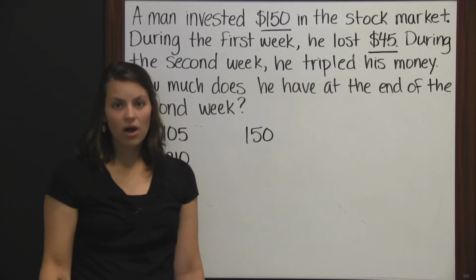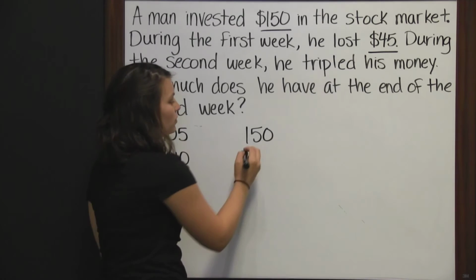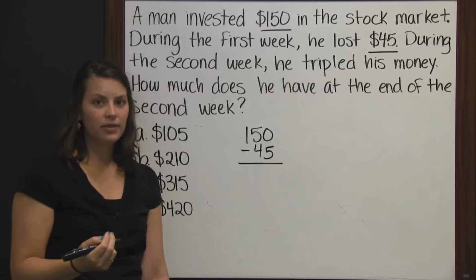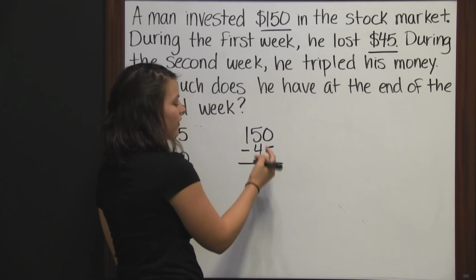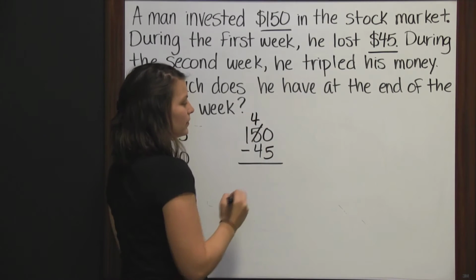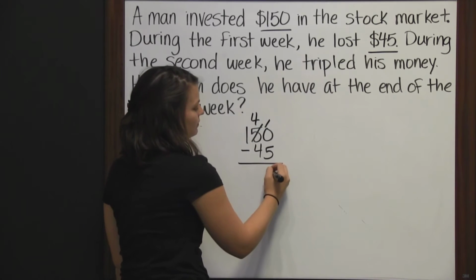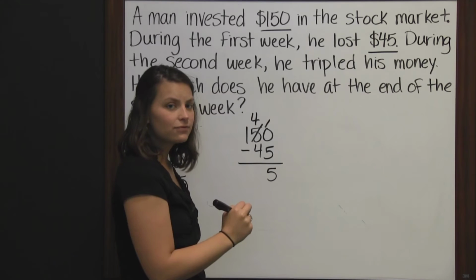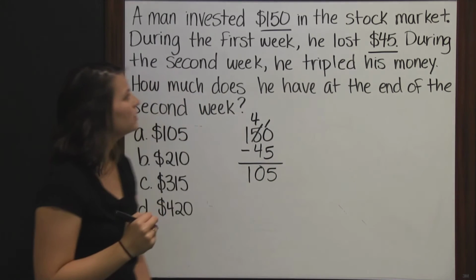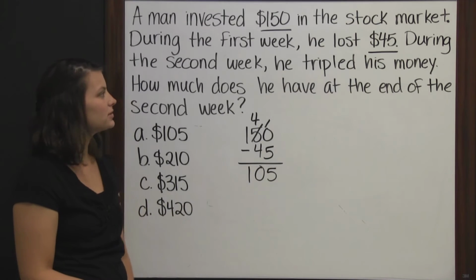And when money is lost, then we need to subtract. So we're taking away $45 from what he started with. We can't take 5 from 0, so borrow from the 5, it becomes 4. So this is 10. 10 minus 5 is 5. 4 minus 4 is 0, and we bring down our 1. So at the end of the first week then, he has $105.